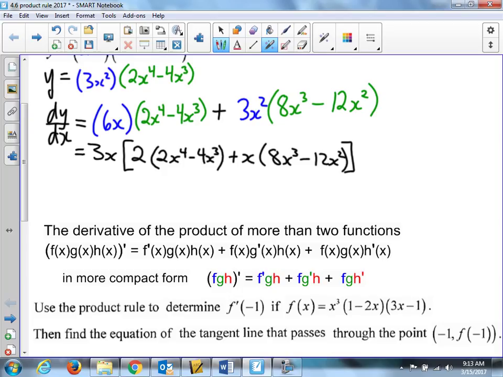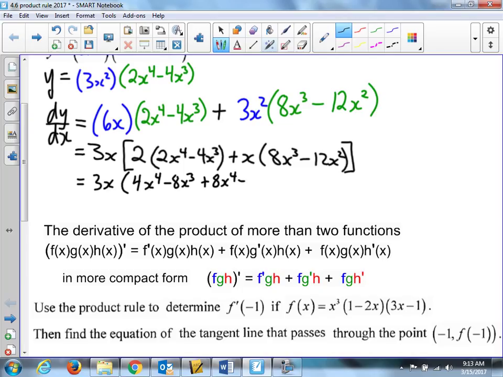So let's go with this, as mentioned. We're going to keep this as 3x, and we're going to multiply through. So 4x to the 4 minus 8x cubed plus 8x to the 4 minus 12x cubed.